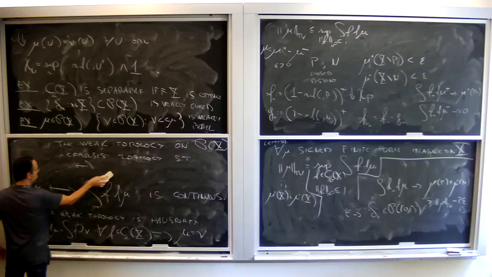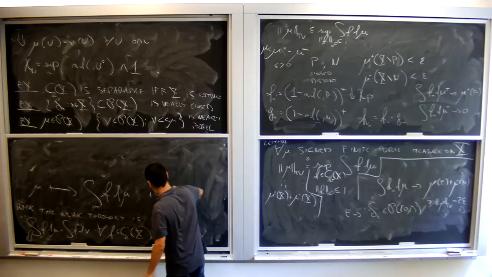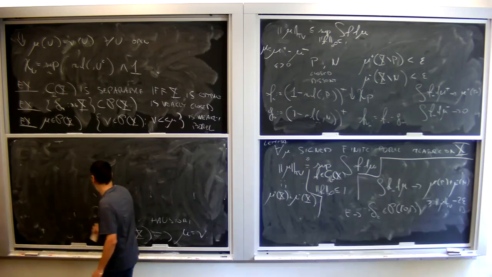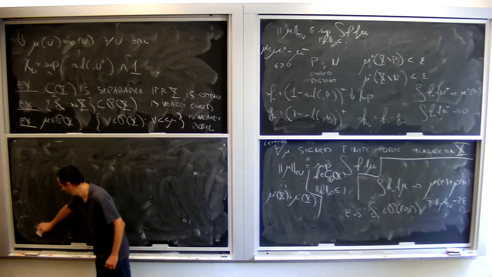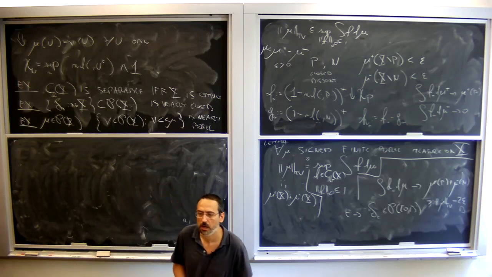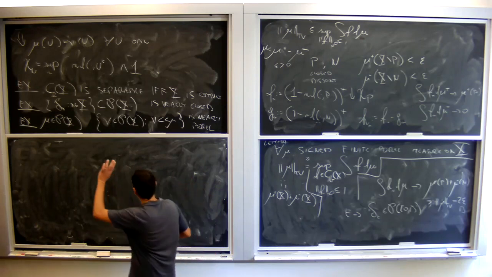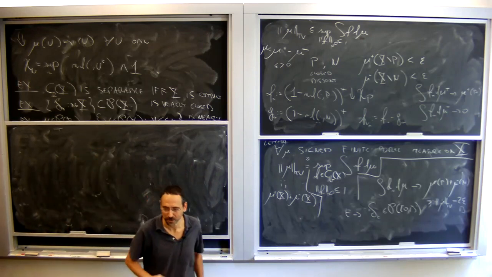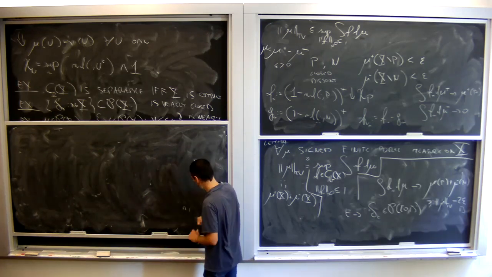Let me erase this definition. Now, if I were in a case where C_b was separable, that according to the exercise above is true if and only if X is compact, then it would be easy to find a distance inducing the weak topology. You basically just pick a countable dense subset of the space of bounded continuous functions, with the sup norm, the infinity norm, the Banach norm.